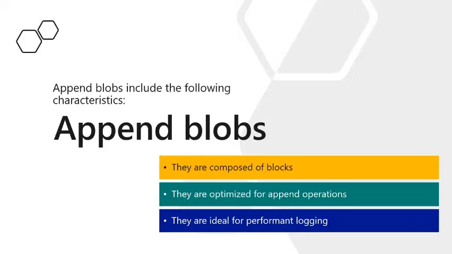An append blob comprises blocks and is optimized for append operations. When you modify an append blob, blocks are added to the end of the blob only through the append block operation. Updating or deleting existing blocks isn't supported. Unlike a block blob, an append blob doesn't expose its block IDs. Each block in an append blob can be a different size up to a maximum of 4 MB, and an append blob can include up to 50,000 blocks.